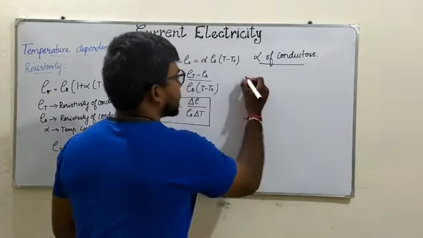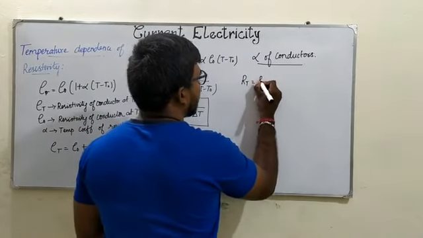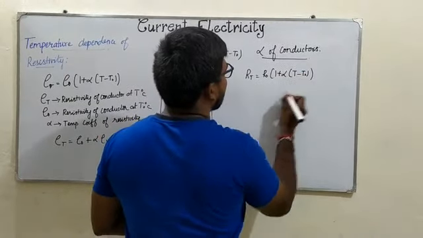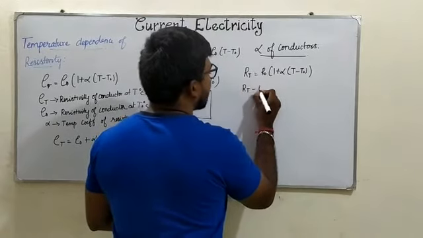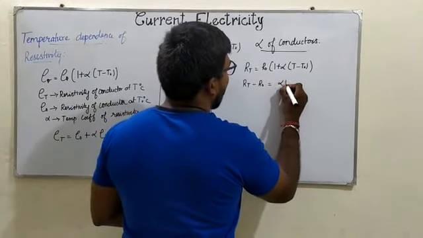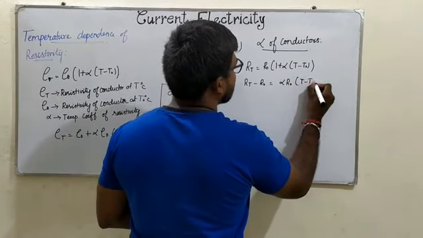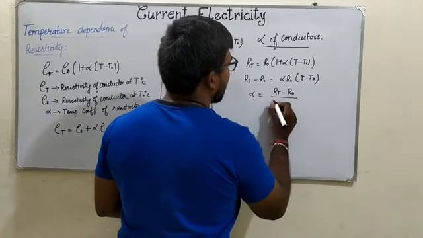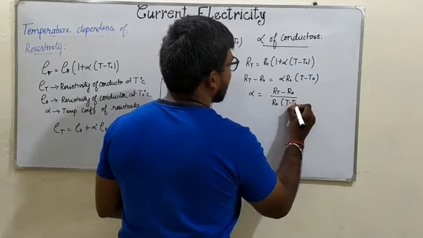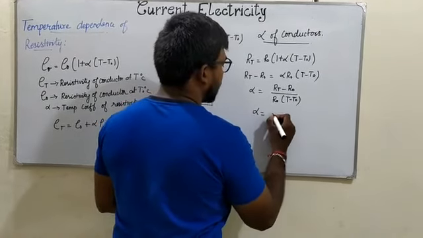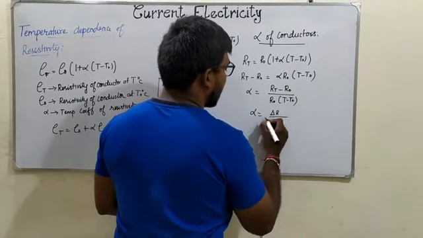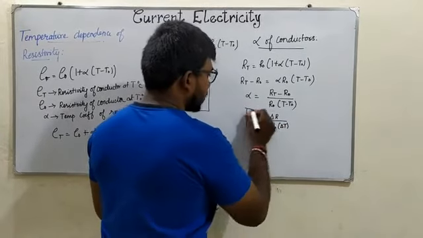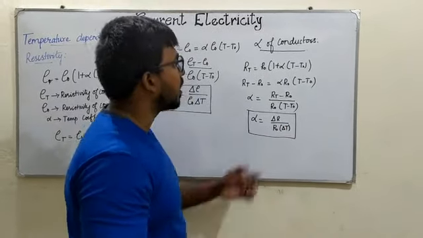At that, the expression becomes RT is equal to R naught into 1 plus alpha into T minus T naught, which we can write as RT minus R naught is equal to alpha R naught into T minus T naught. So alpha is equal to RT minus R naught by R naught into T minus T naught. So alpha is equal to del R by R naught into del T. So this will be the temperature coefficient for conductors.